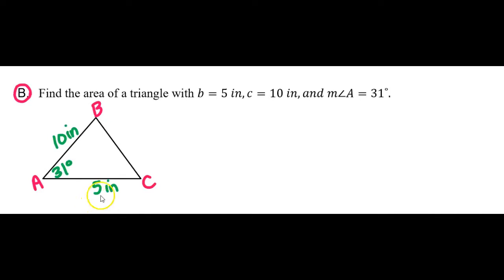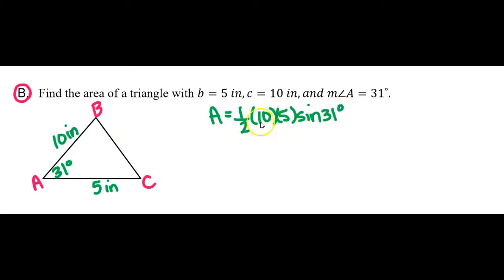So when I filled this in, the side across from angle B is 5 inches given here, and little c is 10 inches, so this would be this side length, and they give you the measure of angle A is 31 degrees. So we do have a side angle side. So we can go ahead and use our formula. So we're going to have 1/2 times 10 times 5 times the sine of the included angle of 31 degrees.